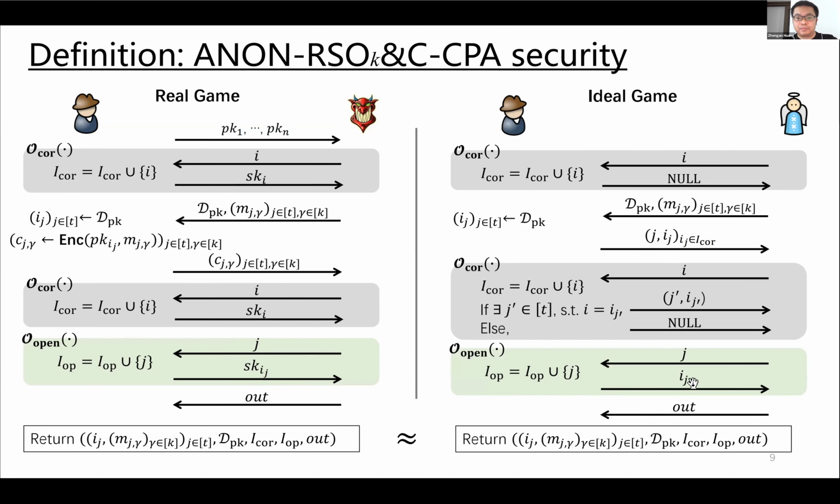In the ideal game, there are no encryptions here. So the public keys here are useless, and we use the indices of the public keys to replace the public keys. The simulator does not have any ciphertext as input. So he has no information about the indices of the public keys corresponding to the unopened and uncorrupted users. We require that this tuple and this tuple are indistinguishable. That's how we formalize the notion of anonymous SO-K and C security.